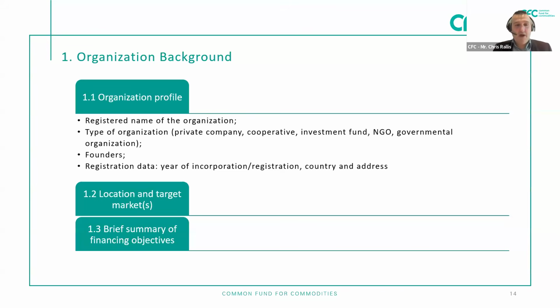Also, let's say you don't have any loan financing yet, but you have invested in your company in the form of equity. Are you eligible for CFC financing?